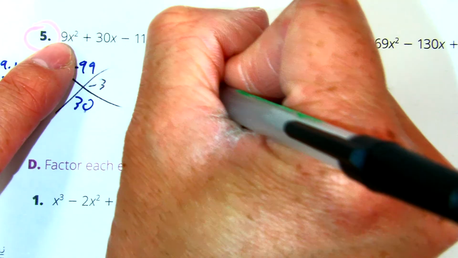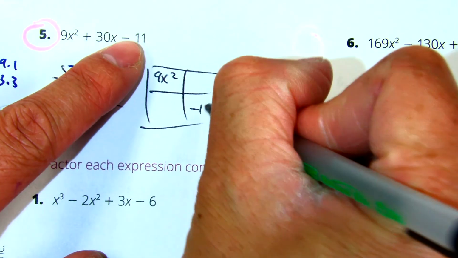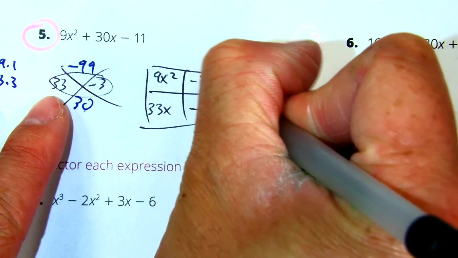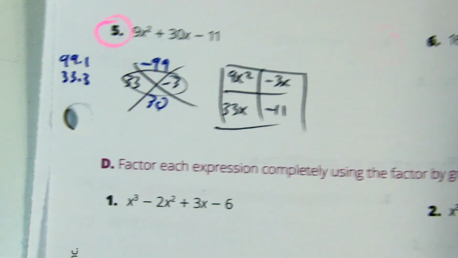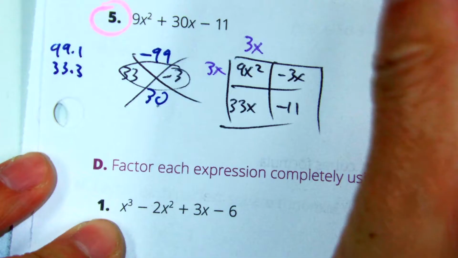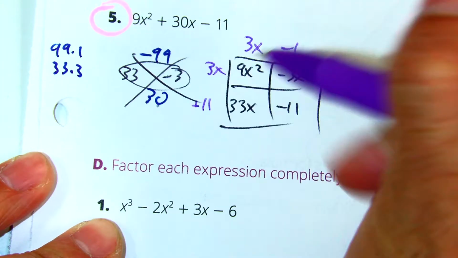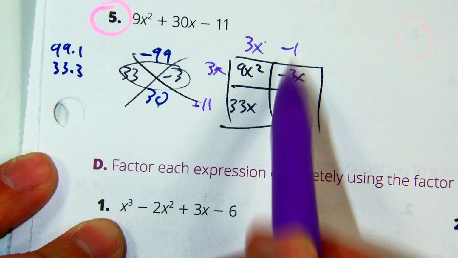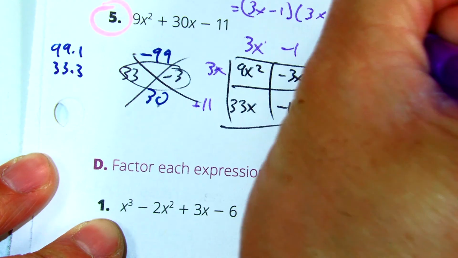I'm going to put in the top left, the first term always goes there. Last term always goes in the bottom, and then these two numbers that we just found, we're going to add an x. Next, we're going to try to find our greatest common factor. 3x, 3x, negative 1, and this one looks to be positive 11, right? And you can just multiply 9x squared, negative 3x, 33x, negative 11. And so my answer is 3x minus 1, 3x plus 11.